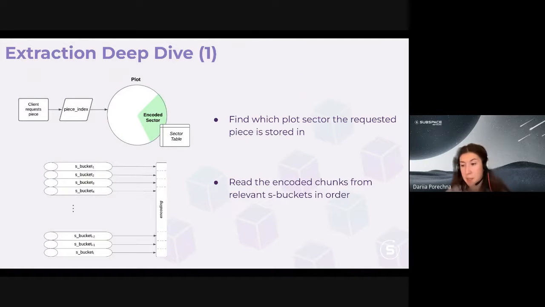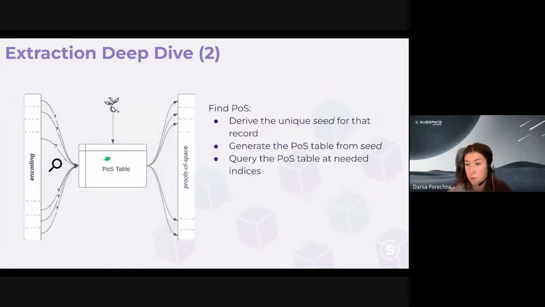When requested a piece at a specific index in history, the farmer looks at all of the metadata for the sector they have saved, and they see where exactly they need to find this piece in their plot. They go into that sector and read all the encoded chunks from all of the buckets that they need to, same as in farming if they want a solution. So they read all the chunks that are supposed to be part of this record, this piece.